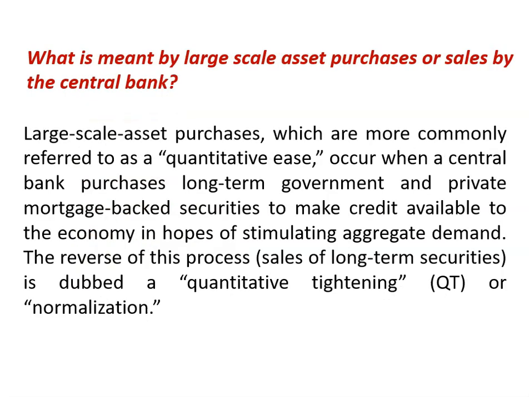What is meant by large-scale asset purchases or sales by the central bank? Large-scale asset purchases, which are more commonly referred to as quantitative easing, occur when a central bank purchases long-term government and private mortgage-backed securities to make credit available to the economy in hopes of stimulating aggregate demand. The reverse of this process, that is sales of long-term securities, is dubbed quantitative tightening, QT, or normalization.